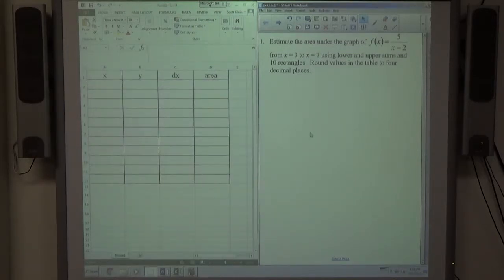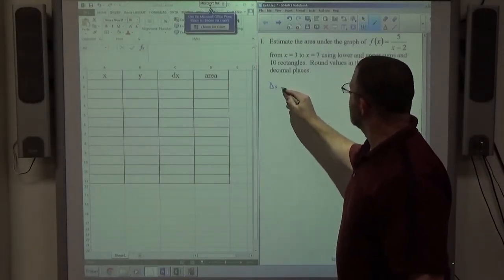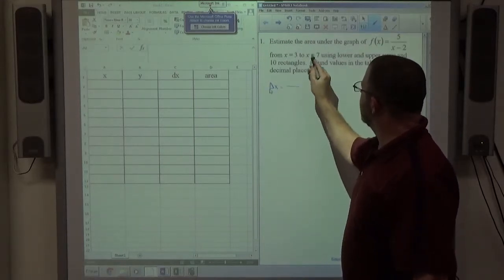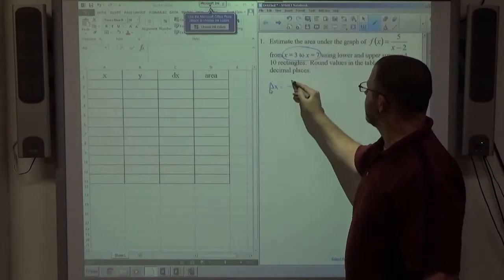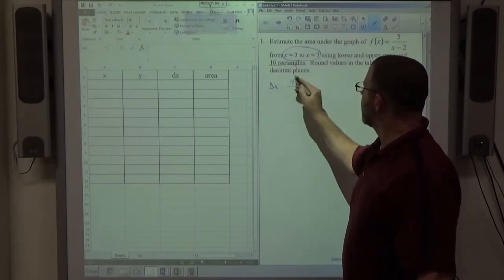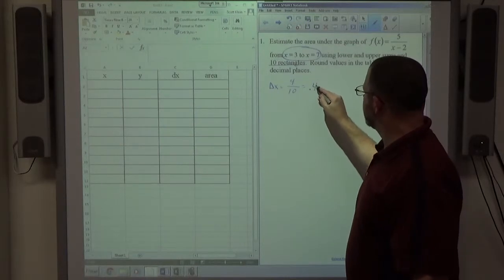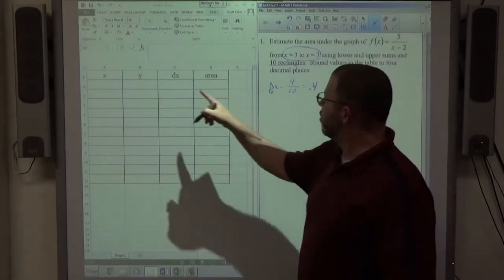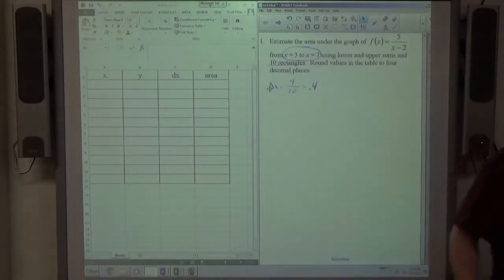With upper and lower sums, what I need to do is establish delta X. Delta X is the interval length, which from 3 to 7 is 4 spaces, divided by the number of rectangles, 10. So 0.4 is what delta X is. And I want to start at 3 and go up by 0.4 at a time. So I'm going to make that happen.